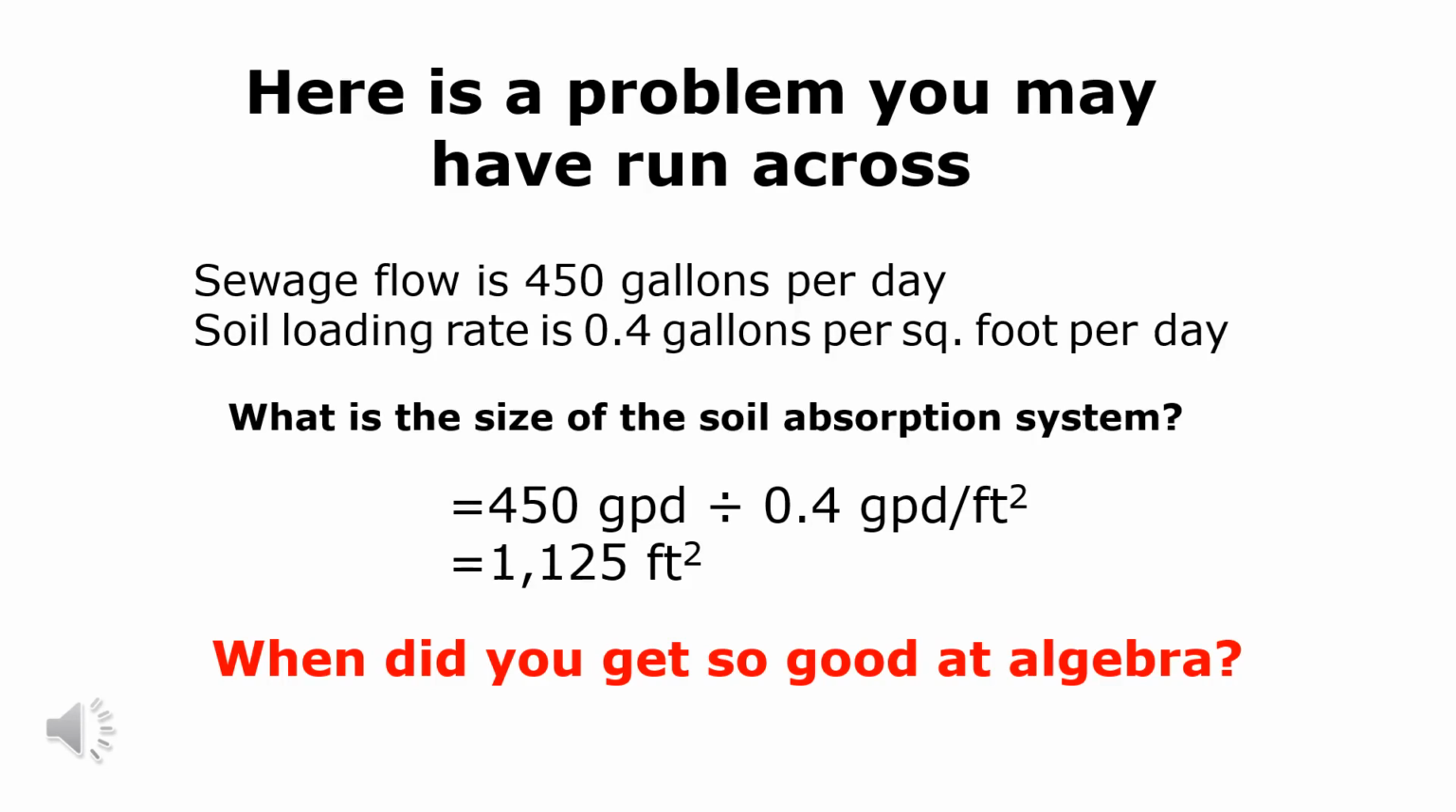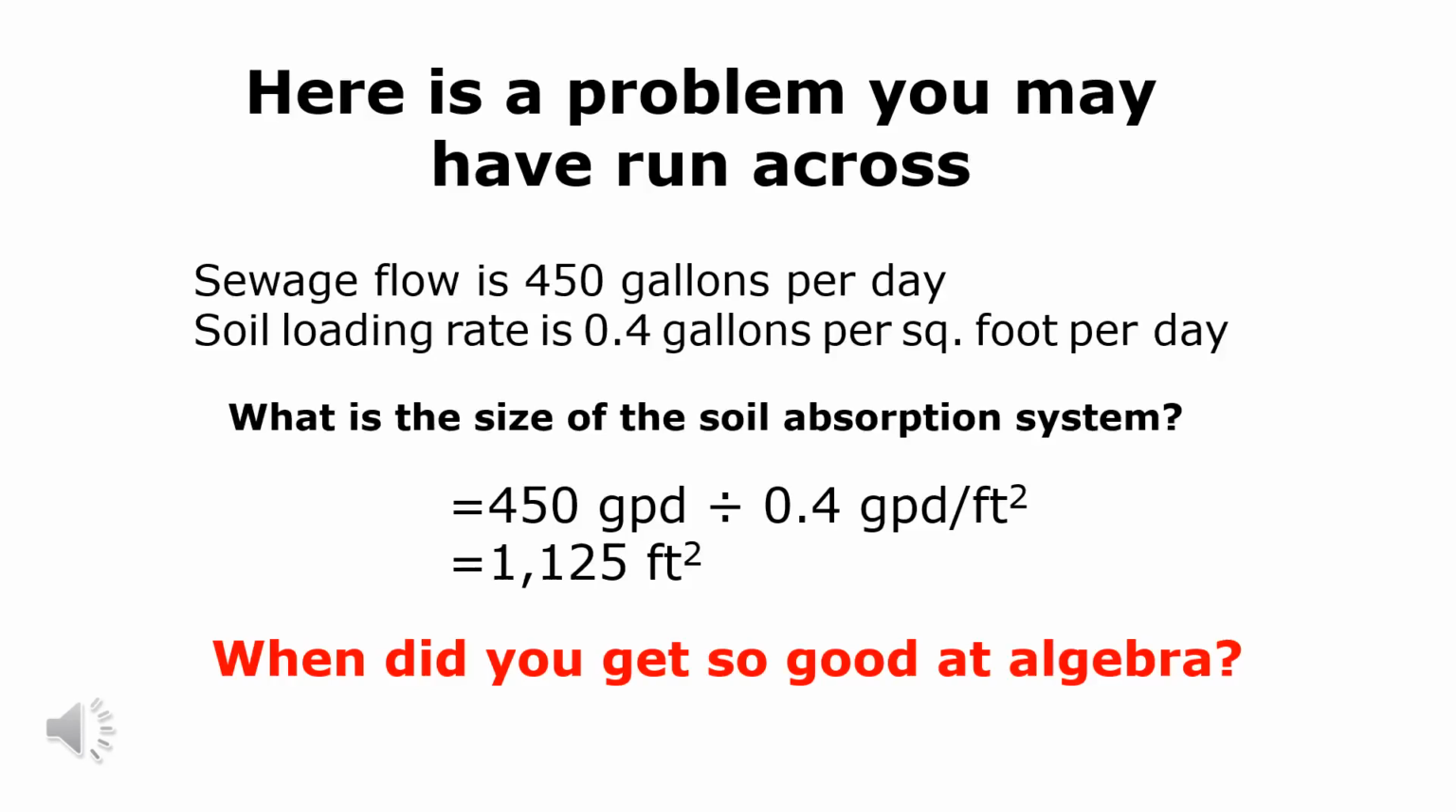Some of you will instantly know to take the 450 gallons per day and divide it by the 0.4 gallons per day per square foot soil loading rate and come up with 1,125 square feet. But there are some questions. For instance, what happened to the gallons per day divided by gallons per day? Well, it went poof. You can make units disappear by having them above and below a divisor.